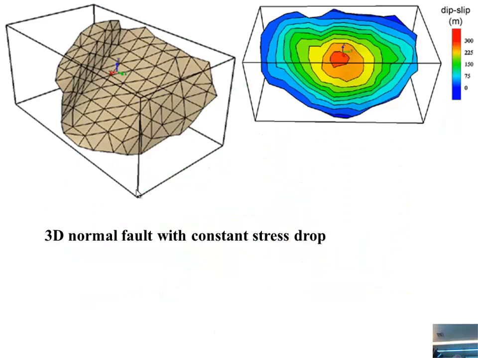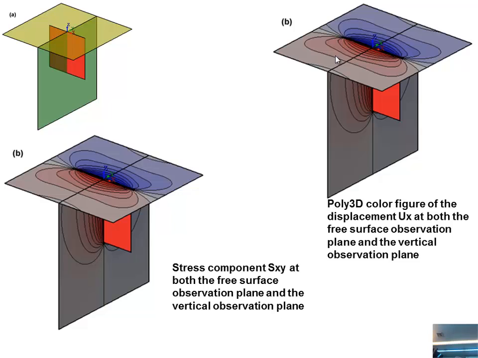So here's examples. This is a Poly3D model for a normal fault with constant stress drop. So this would be the dip slip, what happens on that fault surface. They use Poly3D a lot in seismic studies. The oil industry uses Poly3D to look at 3D seismic volumes and interpret what they see. And so here are other slices. The fault is red, but we then have these observation planes. It can be horizontal or vertical, arbitrary.